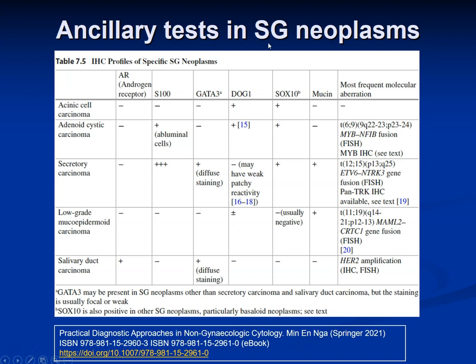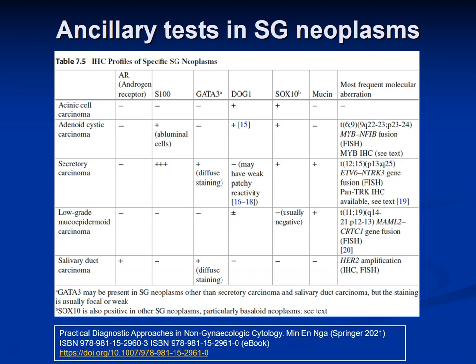Now moving on to ancillary tests. There are some immunohistochemical tests which may aid in the diagnosis of some tumors, but again, they have individual caveats. So for acinic cell carcinoma, DOG1 and SOX10 are quite useful. For adenoid cystic carcinoma, S100 stains the abluminal cells. Again, DOG1 is positive, and so is SOX10.